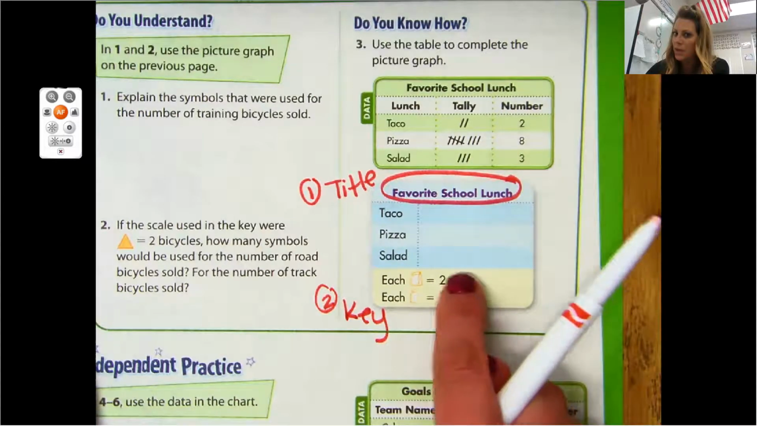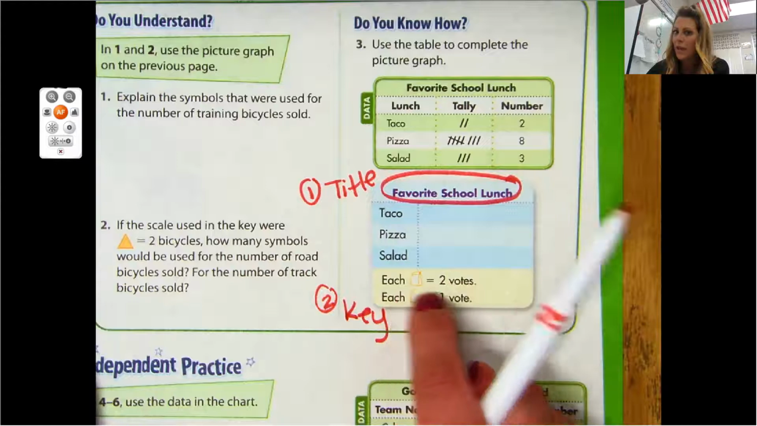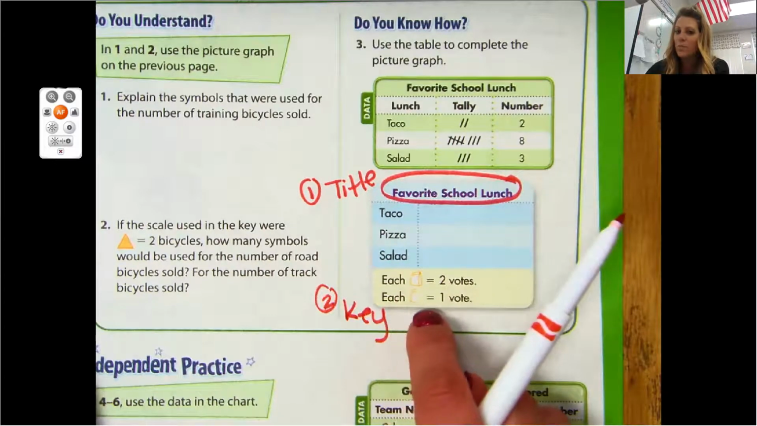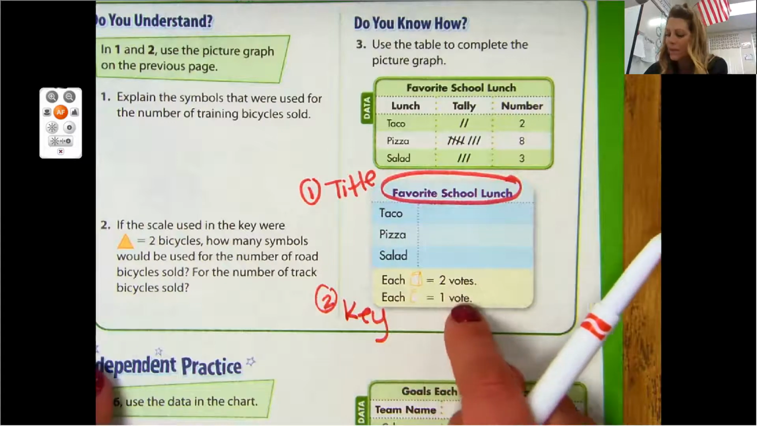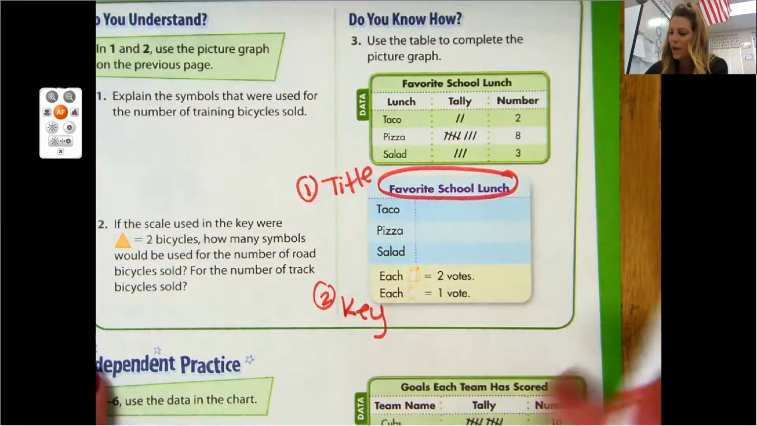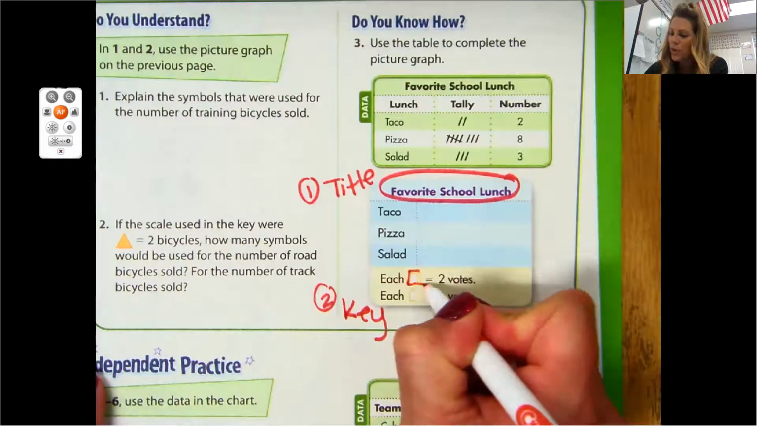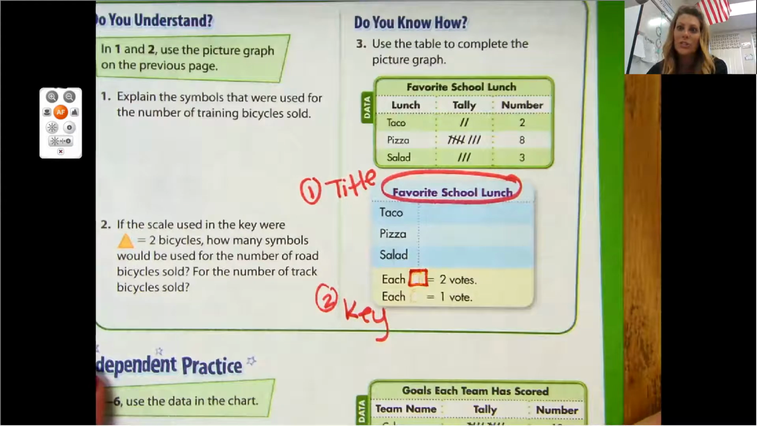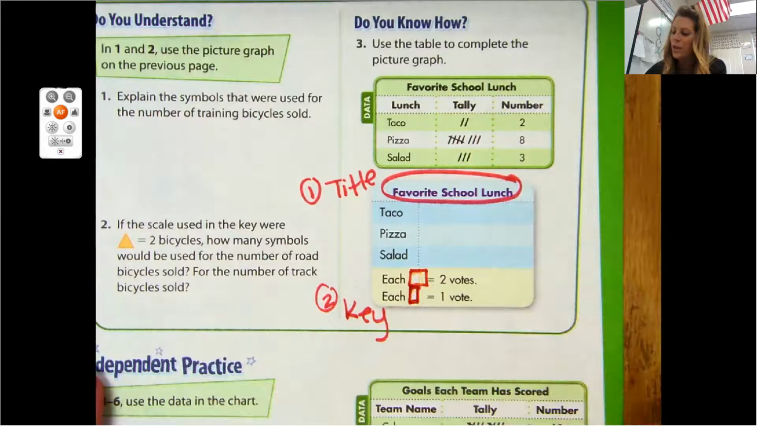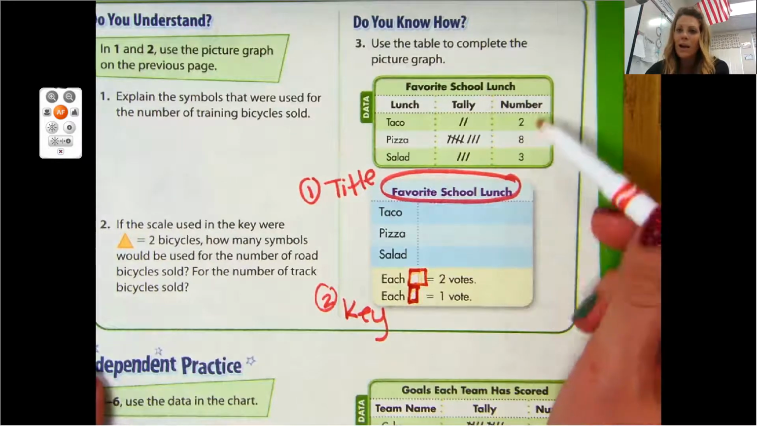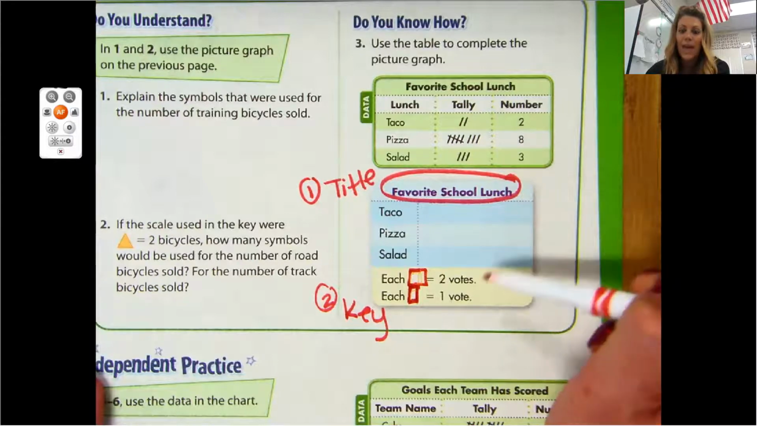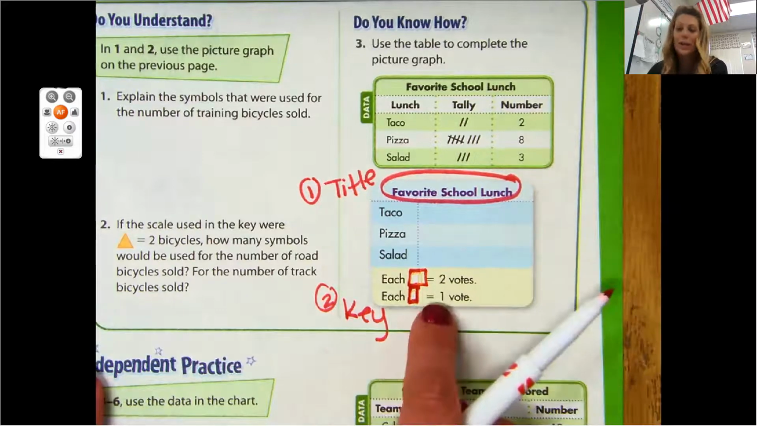So they thought it would be a good idea to make a whole lunch bag count for 2 votes, and then a half of a lunch bag count for 1 vote. Now I'm going to tell you, when you guys do it, don't draw a complicated picture like this, okay? So we're just going to do a square counts as 2 votes, and then a half of a square counts for 1. And that makes sense because each of these has 2 in it, right? And then half of 2 is 1.